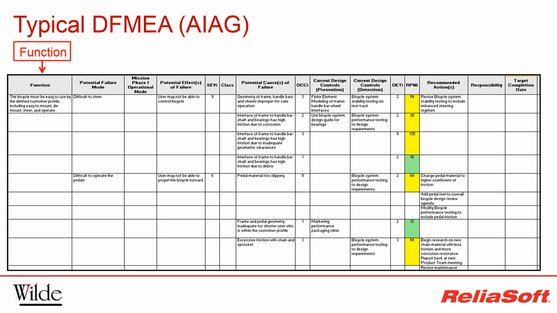The first column here is for the defined functions of the item. This is the top level of the analysis and is the point at which we outline exactly what we need the item to do. The more specific this description, the more straightforward it will be to decide whether the item fails to meet it. Next is the failure mode.